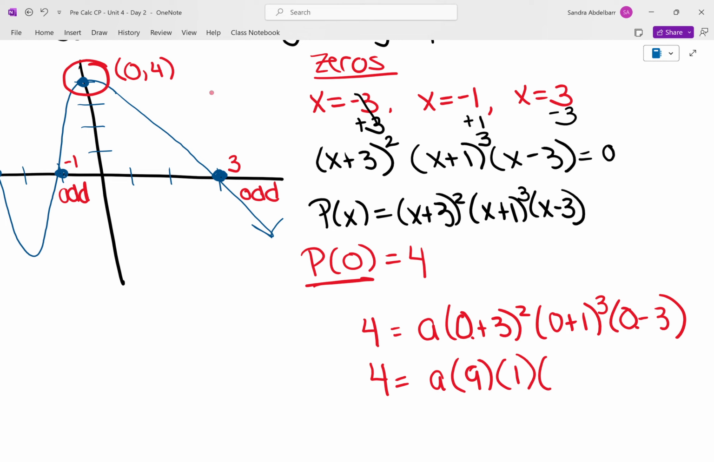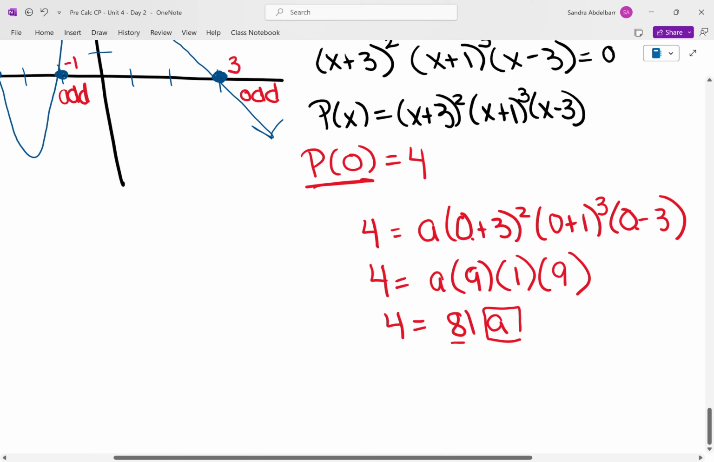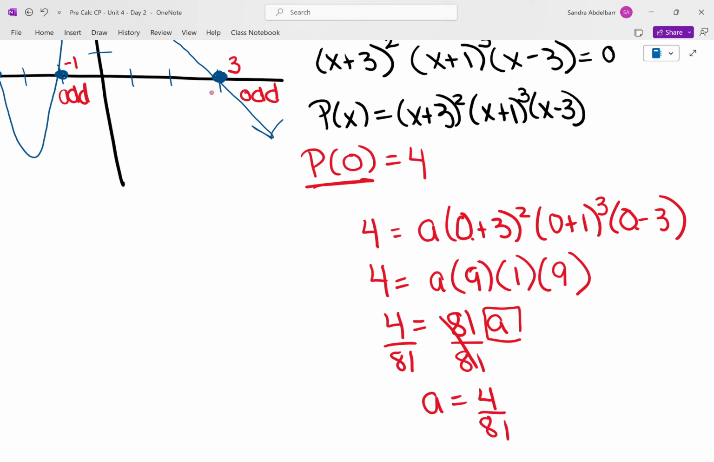So now we're going to have 4 is equal to 9 times 1 times 9. A times 9 times 9. So here we're going to have 81a. How do I solve for a? Divide by 81. So a will equal 4 over 81. Nico?